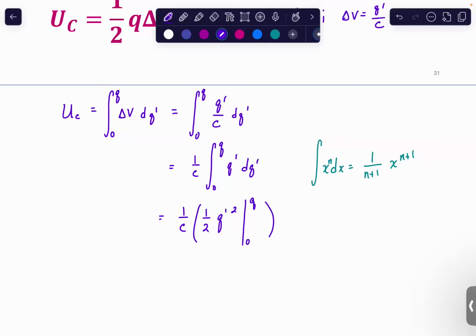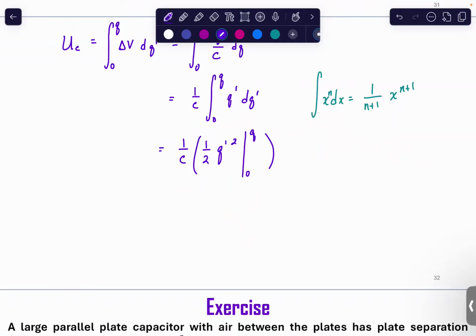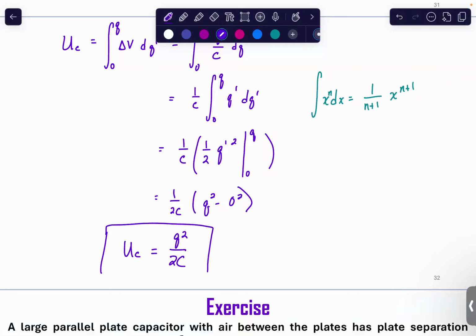We evaluate from 0 to Q. Oh, let's see, that's going to be 1 over 2C. And then Q prime, so 0 to Q will be Q minus 0, squared. So that means that the energy in a capacitor, so this is another format for the energy stored in a capacitor that you can use. Q squared over 2C.